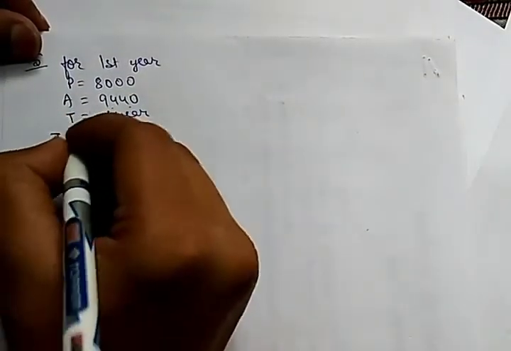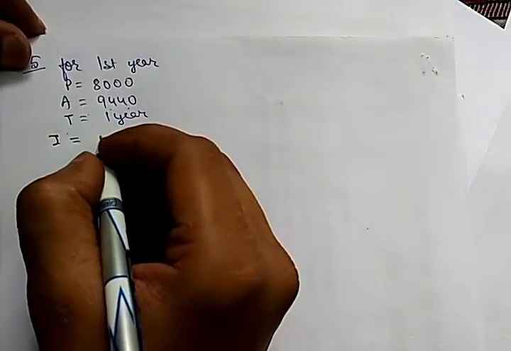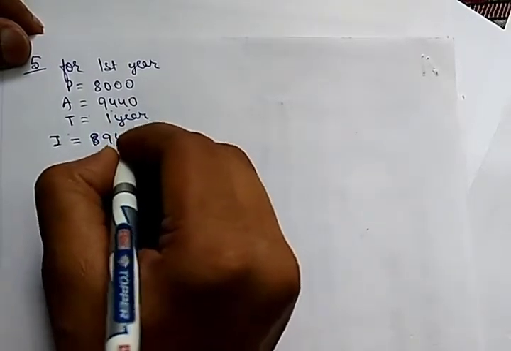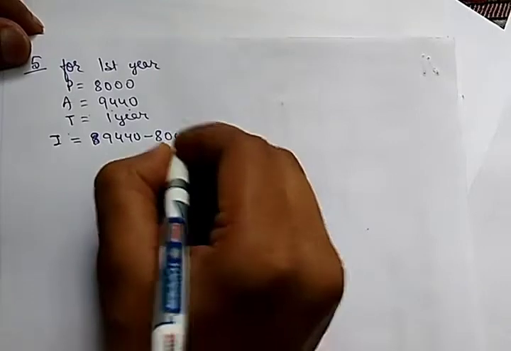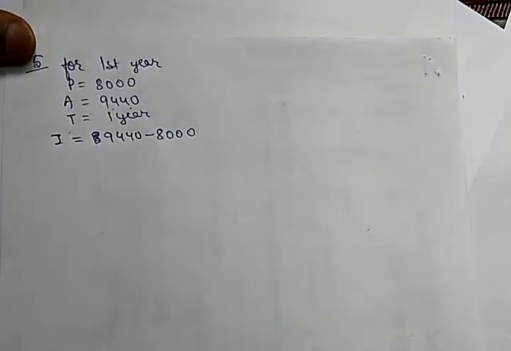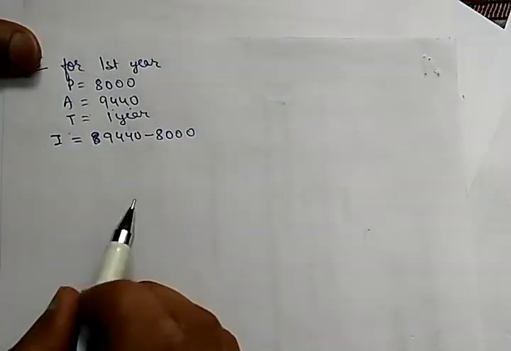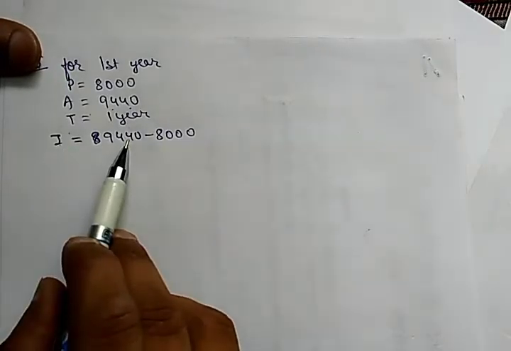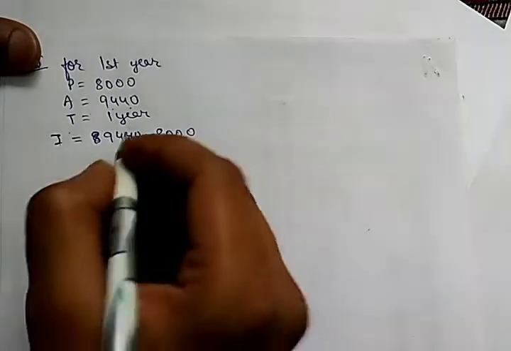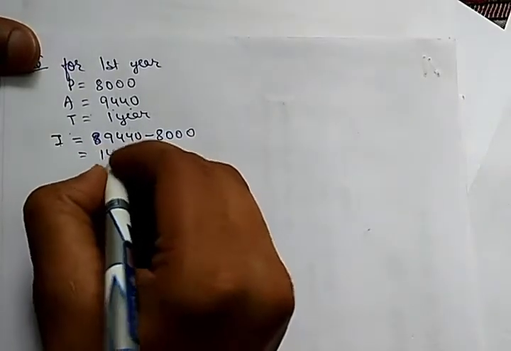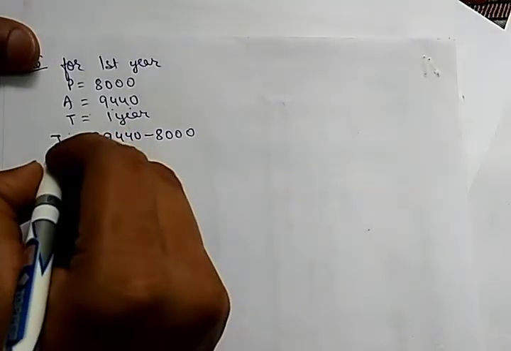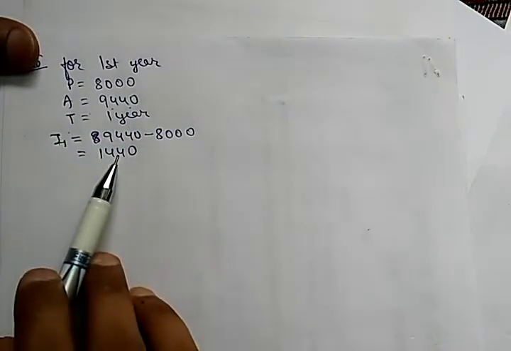So the interest will be equal to 9440 minus 8,000. As we know that the formula is A, amount, is equal to P plus I. So I is equal to A minus P. So this is coming 1440. So this is the interest for the first year. Let me write it as I1.